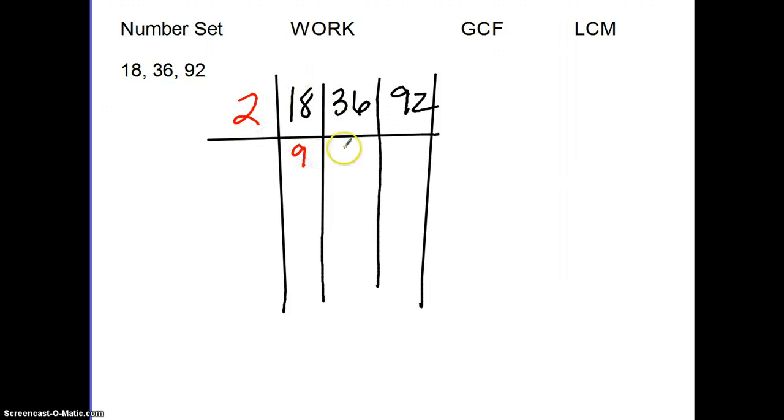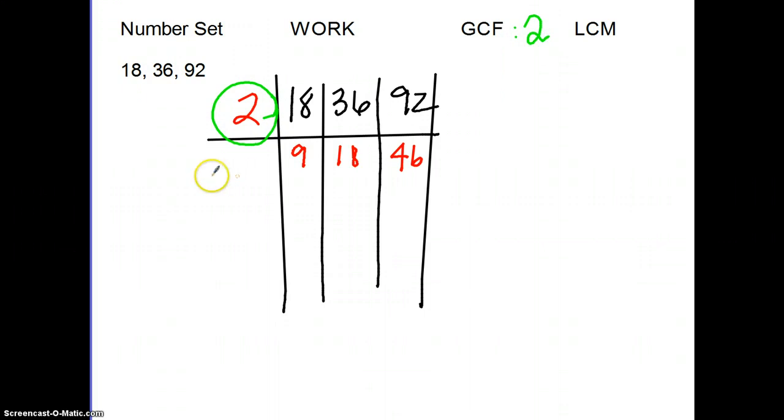Gives me 9, 18, and 46. Now I need to ask myself, is there any prime number that goes into 9, 18, and 46 evenly? And there is not. So my GCF, I'm going to stop right away and say my GCF is 2.